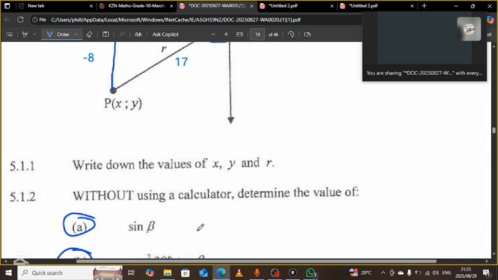You said, what is sine of B? I used sine of B, right? Which is equal to what? Negative 8 over 17. And then what did you do next? Move it to the other side, giving us the arc sine of.